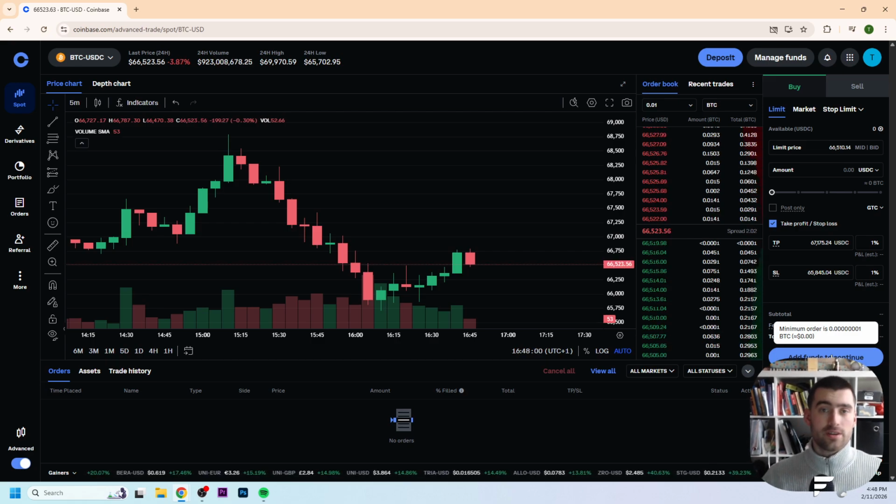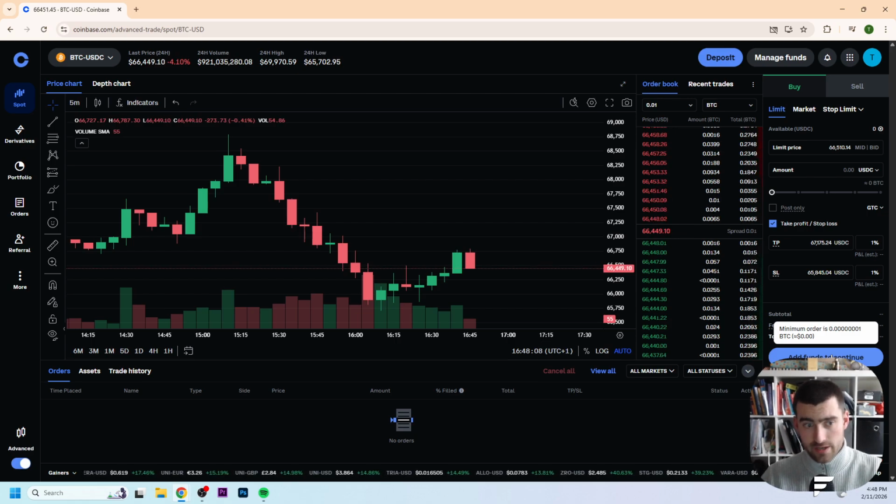I don't have any money standing on this account, so right now it's just saying add funds to continue, but otherwise this button is blue and then you can create your limit order. So this is how you can set a limit order on Coinbase.